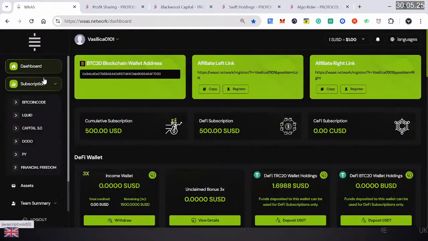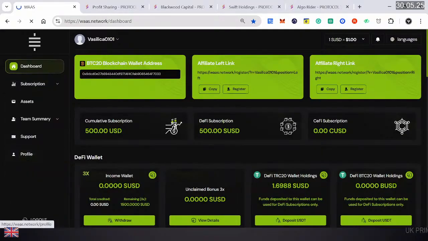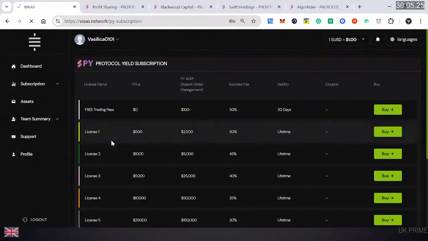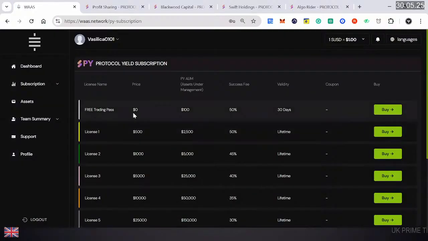So anybody who would want to buy a subscription on Pi, the minimum value now is $500. Of course, there is a free trading pass for everybody. Anybody who would like to try and test the system with $100, that's the maximum AUM you get with the free trading pass. And this pass is limited to only 30 days. Okay, it makes sense, but practically with $100, I don't think people will be able to get the exact value of their returns.